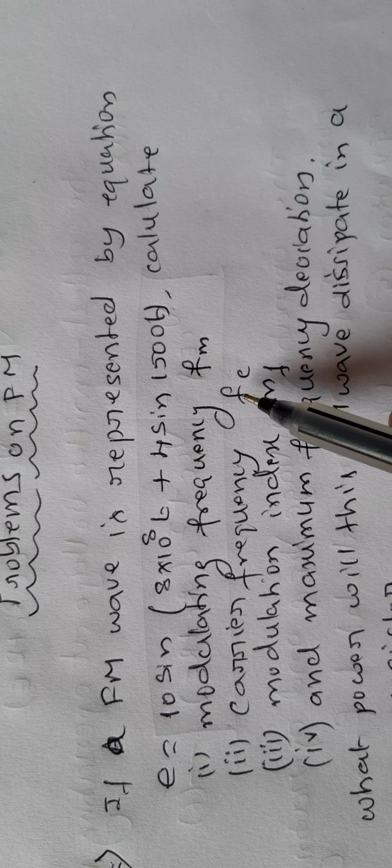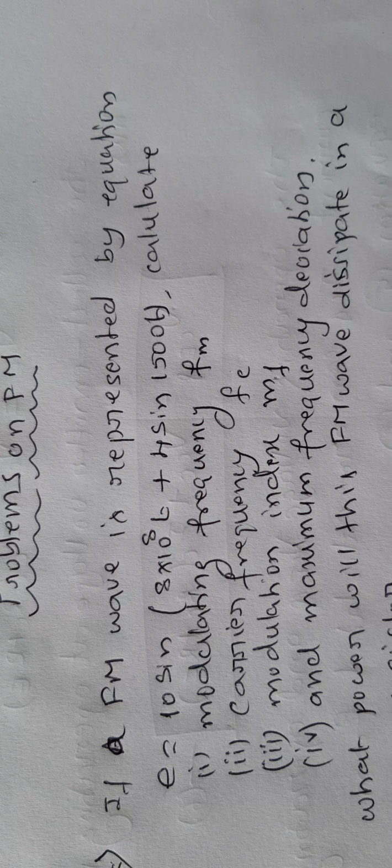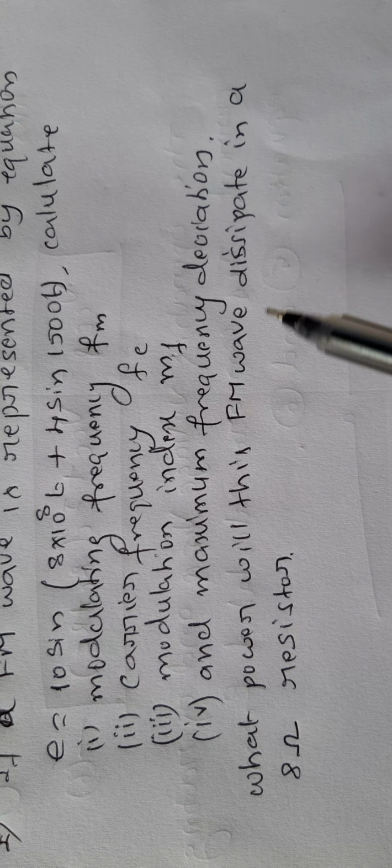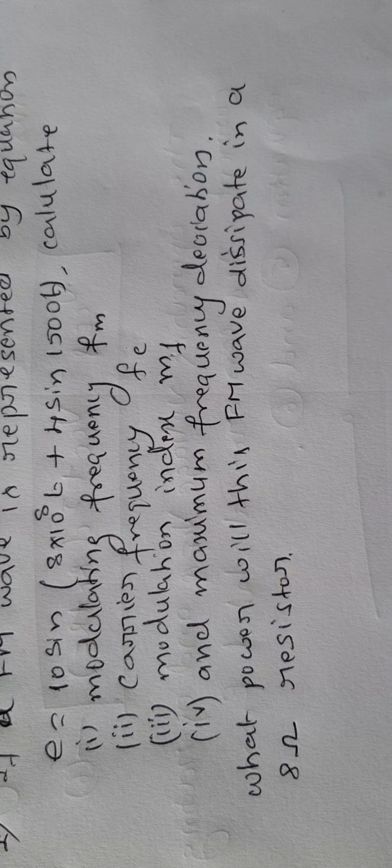Modulation index is m, where the f suffix stands for frequency modulation, mf. And the maximum carrier frequency deviation. Before modulation the frequency was fc. After modulation the frequency deviates from fc to the maximum value or to the minimum value depending upon the amplitude of the message signal, whether it is maximum amplitude or minimum amplitude. And also you have to calculate what power this FM wave will dissipate in an 8 ohm resistor.